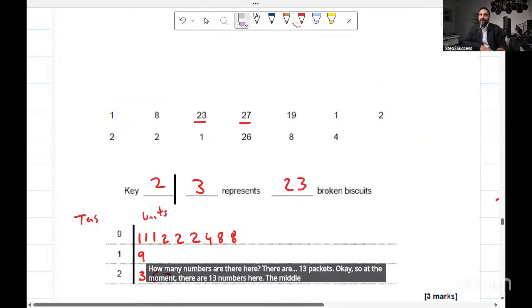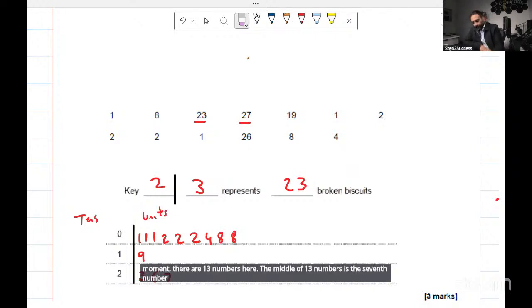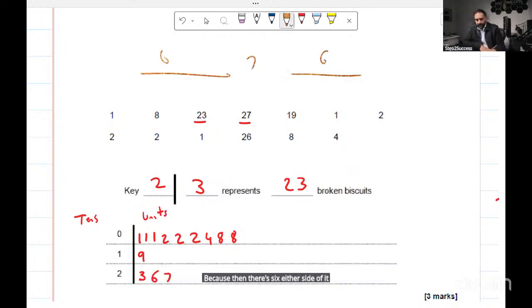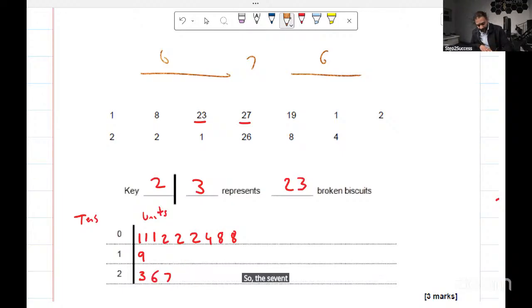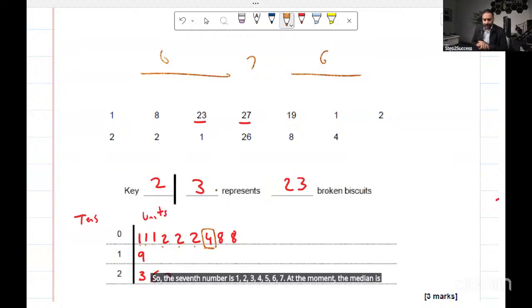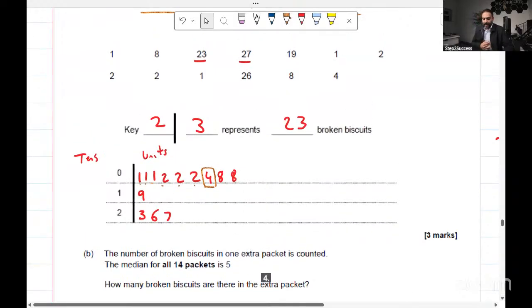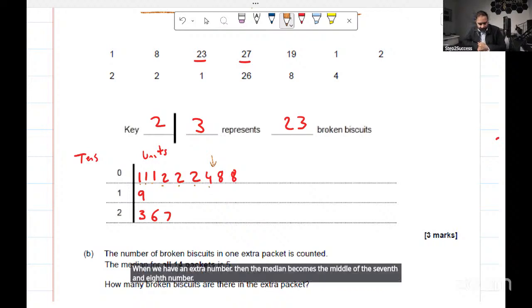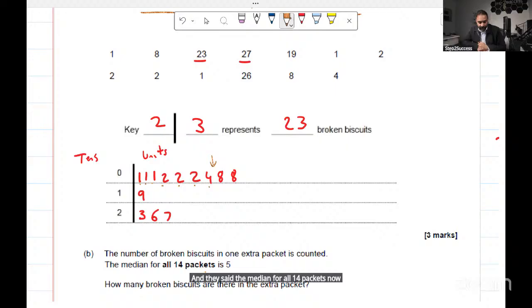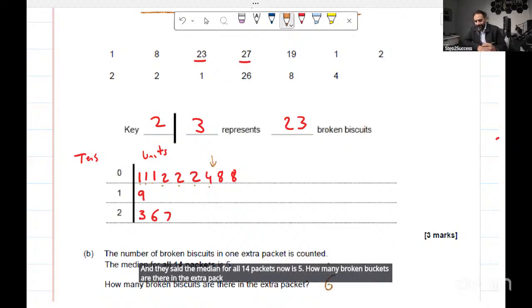The middle of 13 numbers is the 7th number because then there's 6 either side of it, and that makes 13. So the 7th number is 1, 2, 3, 4, 5, 6, 7. At the moment, the median is 4. When we have an extra number, the median becomes the middle of the 7th and 8th number. They said the median for all 14 packets now is 5. How many broken biscuits are there in the extra packet? I think the answer's got to be 6.